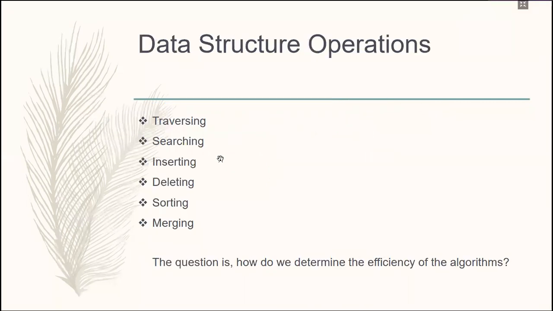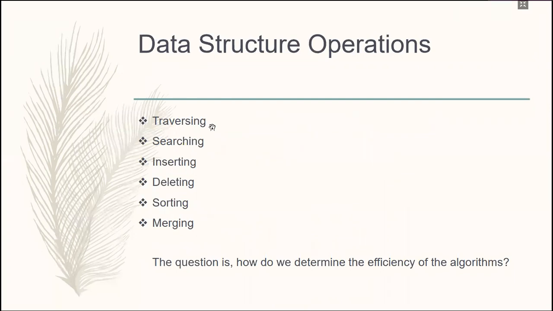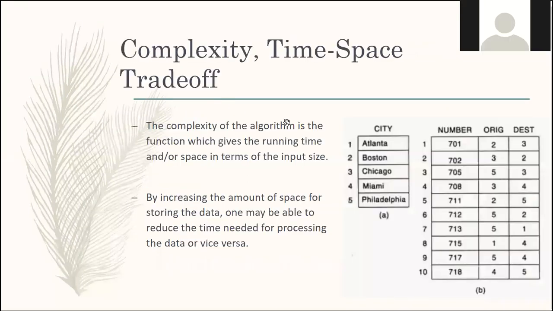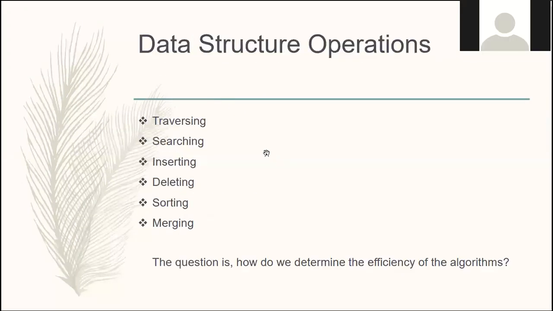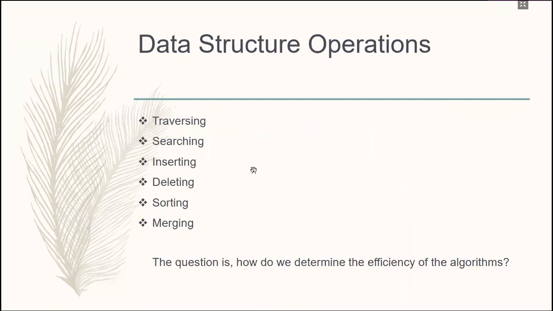And what are the operations of data structures? In a data structure, we have these operations: traversing, that means traveling the data; searching for specific data; inserting data; deletion of data; sorting the data; and merging the data. So what does traveling mean? You travel the data to see what data you have. If I go to the last picture, here B, F, J, we can see B is connected with A, F, C, J. So this is a kind of traveling.